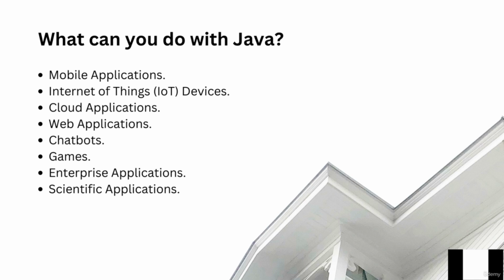So, why should we learn Java? What can it do for you? Well, there's an impressive list of things that you can do with Java. With Java, you can build all these types of apps. You can build mobile apps, you can write code for IoT devices, you can write cloud, web applications, enterprise applications, scientific applications, and also write code for chatbots and games. So, now let's see what Java is next.